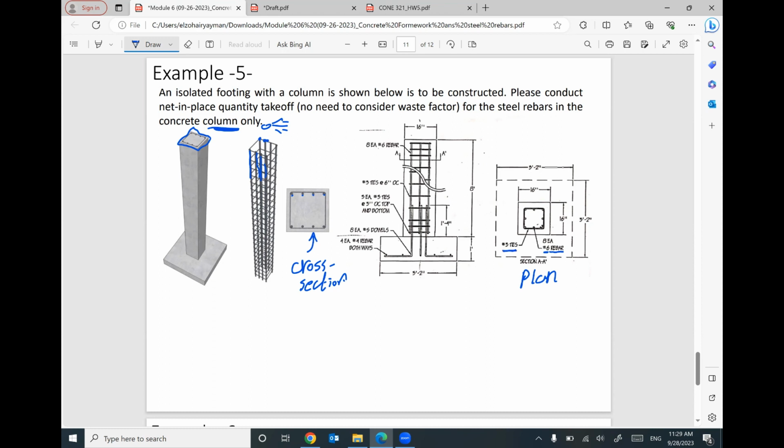That makes sense? Keep in your mind, your steel reinforcement for the column is not only the longitudinal rebar, the vertical rebar. No, we have, yes, the vertical rebars, which is number 6.